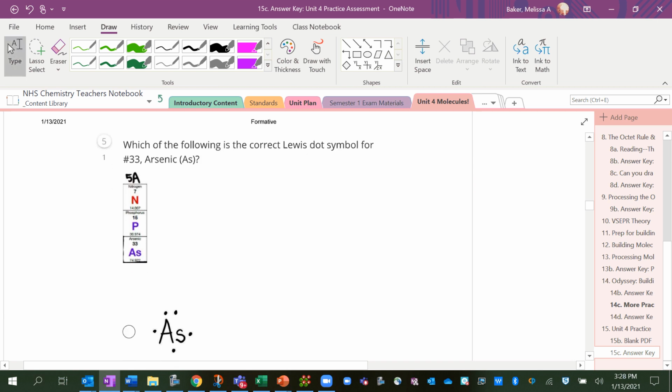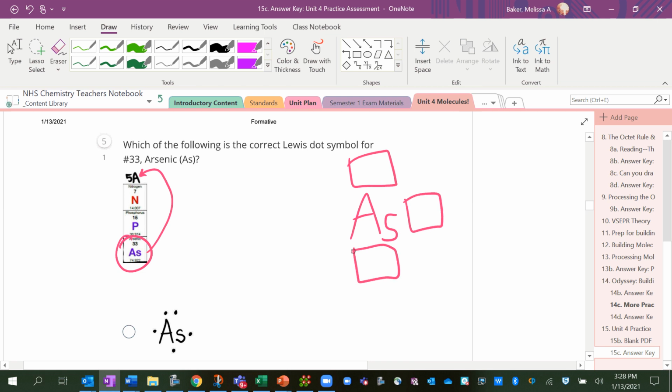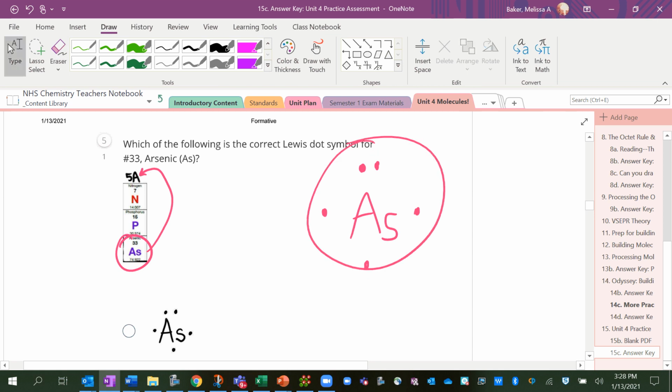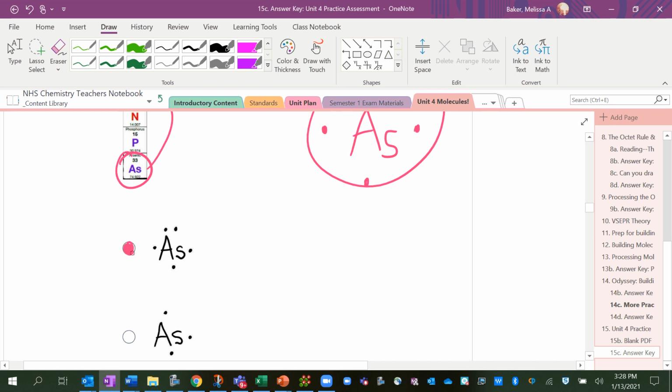Which of the following is the correct Lewis dot symbol for arsenic? Arsenic is in group 5A. That means it gets 5 dots. And remember, picture that there are 4 boxes, one on the top, one on the bottom, one on the right, one on the left, and draw your dots in a clockwise direction. 1, 2, 3, 4, 5, spreading out your electrons as much as possible. Okay, only we don't keep the boxes. So this would be the Lewis dot symbol for arsenic, which matches the top choice here.